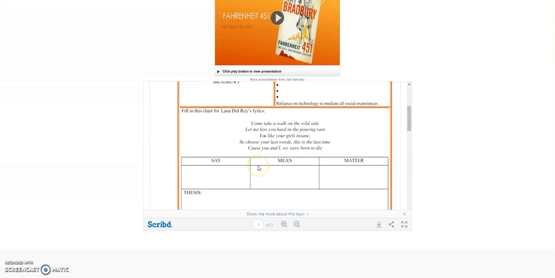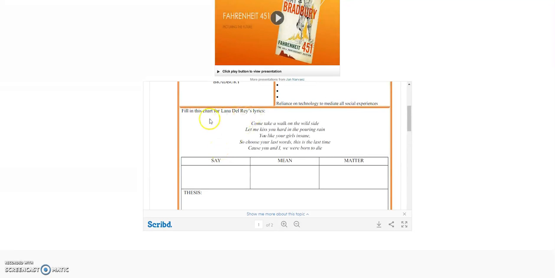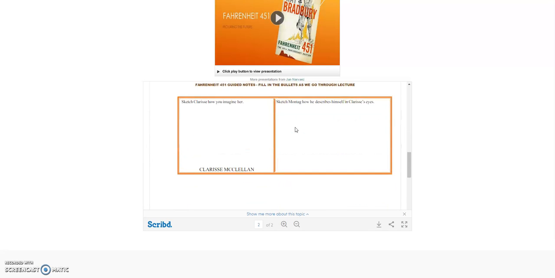There's a say-mean-matter chart, and the thesis would be a theme statement, and then I have a place where they listen to Lana Del Rey lyrics because I go over the Manic Pixie Dream Girl trope in this presentation. That's something that's pretty popular that people associate with Clarice, who is a main character in this book, but I like to go against that because I don't think she's the Manic Pixie Dream Girl. I don't think that's what she's about. And then they usually portray her as a love interest, and I don't like that idea because I don't think that's what she was at all.